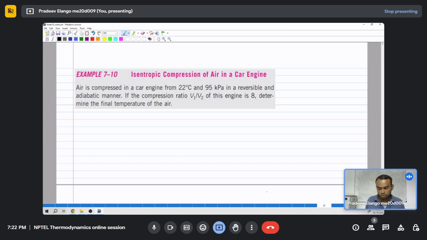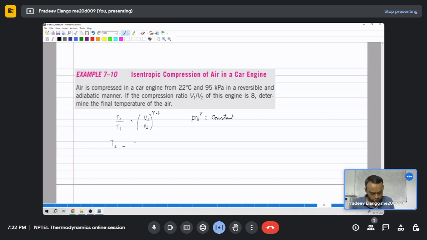Problem: air is compressed in a car engine from 22 degrees Celsius and 95 kilopascal in a reversible and adiabatic manner. If the compression ratio V1 by V2 of the engine is 8, determine the final temperature of air. So this is a simple problem. We know T2 by T1 is (V1 by V2) power gamma minus 1, and since it is given as a reversible adiabatic process, PV power gamma is equal to constant.